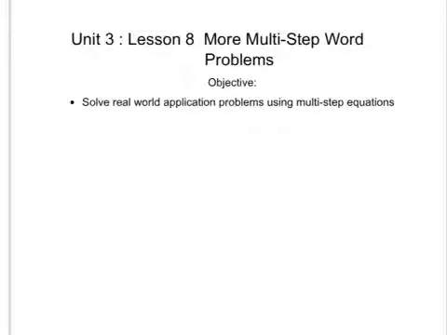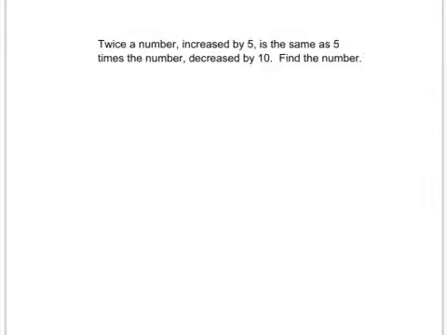So let's get started. First of all, because the worksheet has so many word problems on it, I'm not going to have you go through the 5-step problem-solving process, but we are going to do a couple of those things to help us out. So first, let's read the problem. Twice a number increased by 5 is the same as 5 times the number decreased by 10. And then it says find the number.